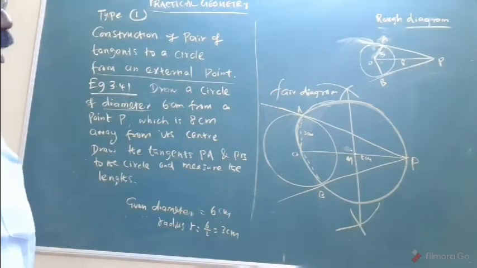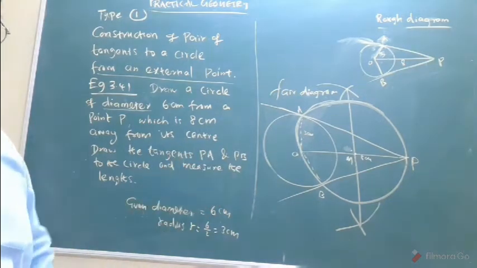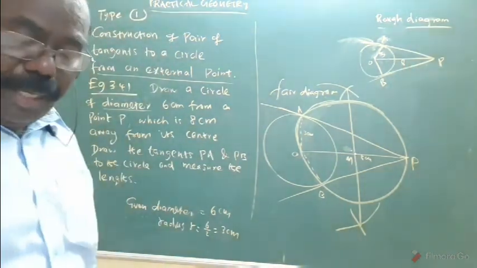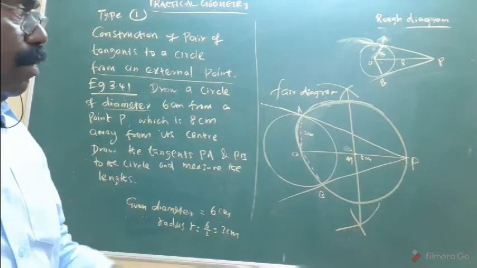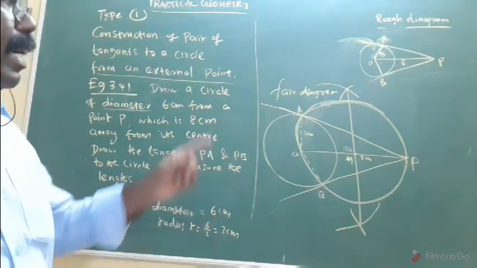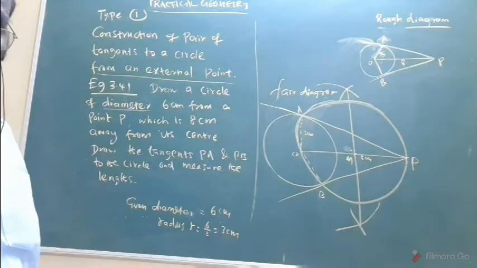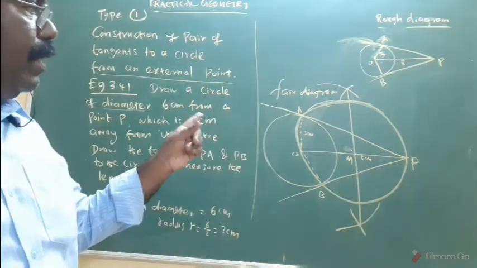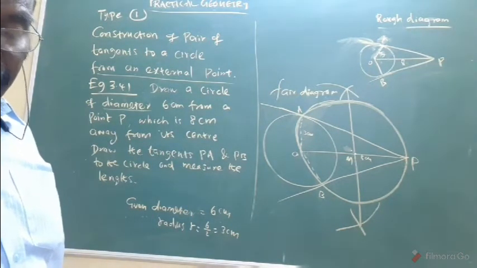Now, what is the construction? The first point: with center O, try a circle of radius 3 centimeter. Try a line OP equal to 8 centimeter. Try a perpendicular bisector of OP, let it be M. Now, with M as center and MO as radius, try a circle which cuts the previous circle at A and B. Join AP and BP. Therefore, AP and BP are the required tangents.